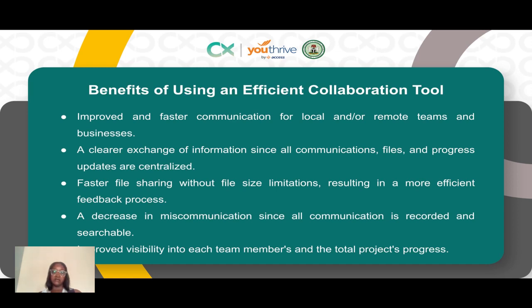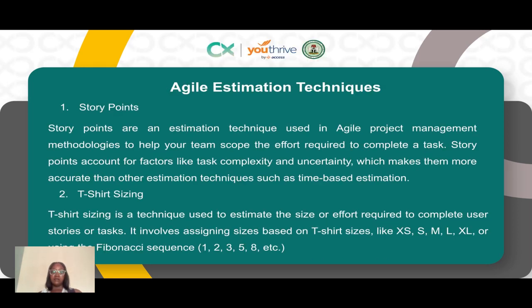Now, Agile estimation techniques. Last week, we talked about prioritization frameworks in product management teams, right? So in Agile teams, there are also Agile estimation techniques, and we'll just cover a couple of them. One of them is called story points. Story points are an estimation technique used in Agile project management methodology to help your team scope the effort required. So it's an effort scoping estimation technique, and it accounts for factors like task complexity and authenticity, which makes them more accurate than other estimation techniques.